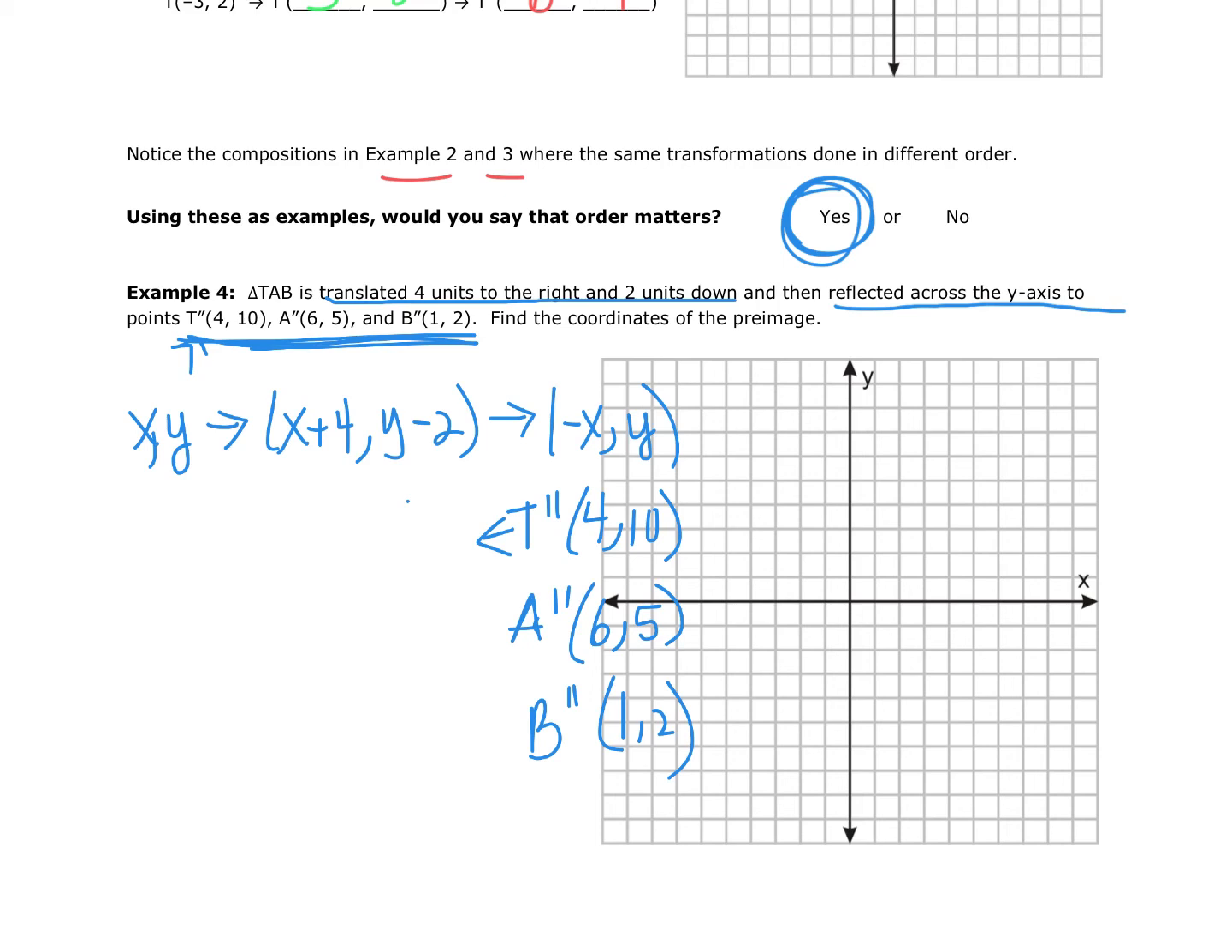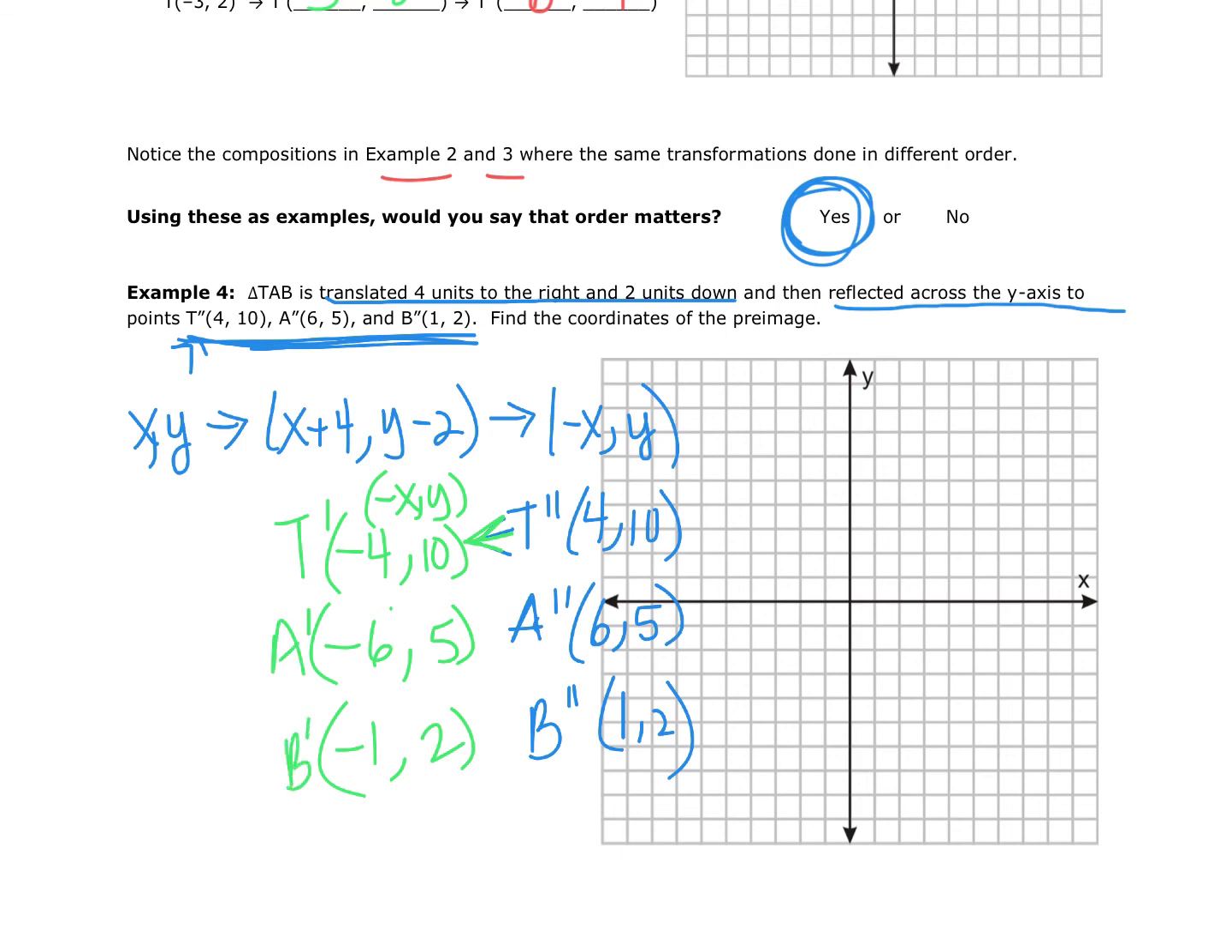Let me change color here so it is easier to visualize. So the reflection, I did green, so negative x, y going this way. So we have a negative 4, 10. We have a negative 6, 5. And we have a negative 1, 2. So these were the T prime, A prime, and B prime.